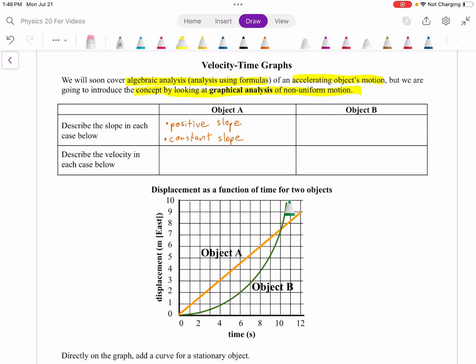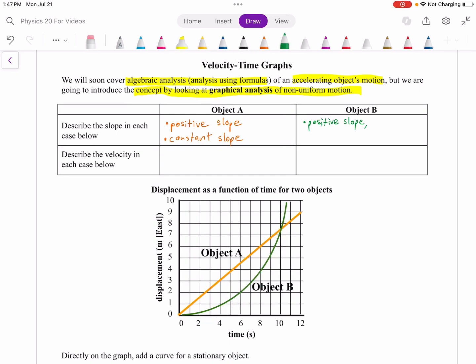Okay, now looking at the green one here, I know it's a little weird, but let's describe the slope to the best of our ability. I know it's not a line, so it's kind of weird to even talk about its slope. But we can think about it: it is rising to the right. So it's a positive slope, but it's definitely not constant.